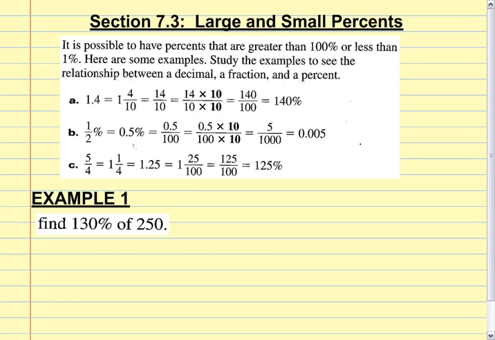I have 133%. Okay, I have all of it plus another third. So it's possible to have percents that are larger than 100. It's possible to have numbers that are smaller than 1%. Remember, I can take a number, I can write it as a decimal, I can write it as a fraction.